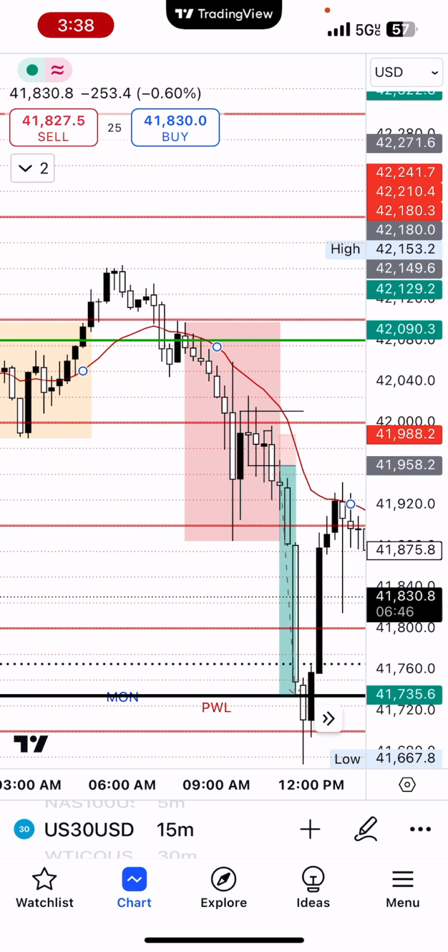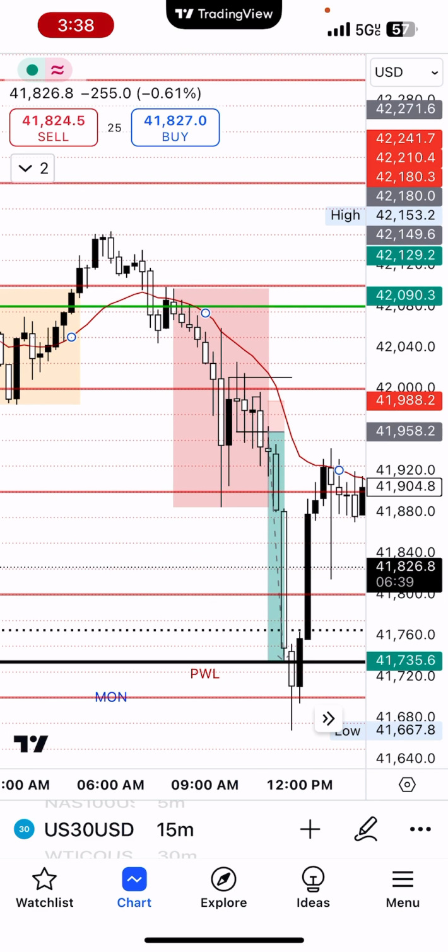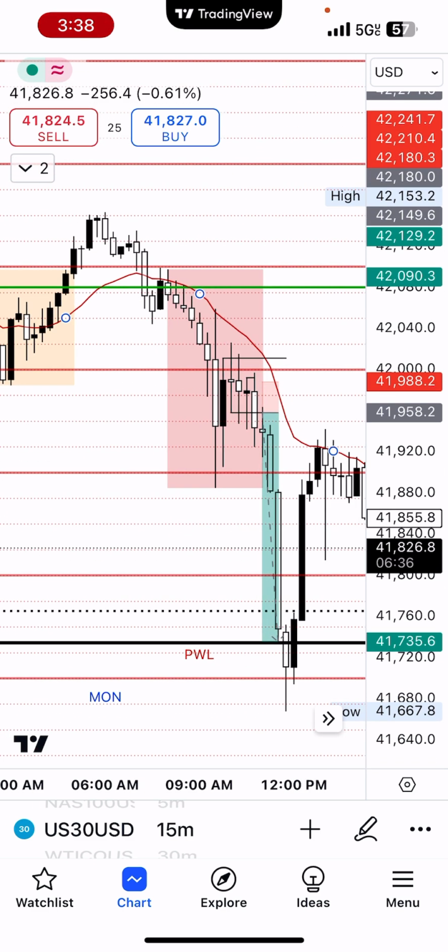As you can see, after that 15-minute pullback it was actually 8 o'clock. I definitely wasn't at the screen at that time to be able to catch that. But that could have been an opportunity.